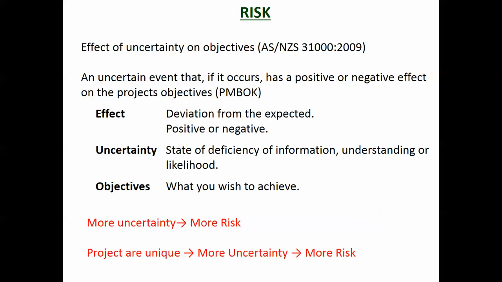And objectives, we looked at that before. What do you wish to achieve? So obviously when it rains and your earthworks work package extends out longer than what you thought, then that is starting to reduce the chances of you being able to bring the project in on time. It's going to cost you more as well, so it affects your budget as well. So that's affecting a couple of those objectives that we talked about in the previous video. So the more uncertainty there is, the more risk. And projects are unique, which means that we haven't done a lot of this stuff before. So there's more uncertainty and, once again, more risk.